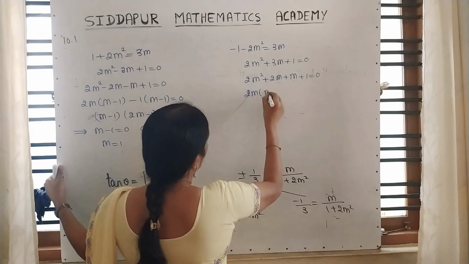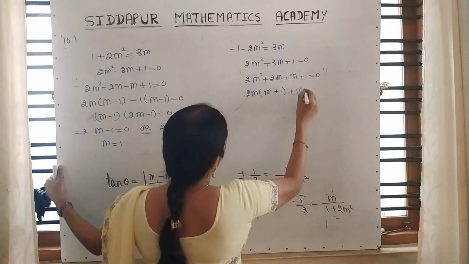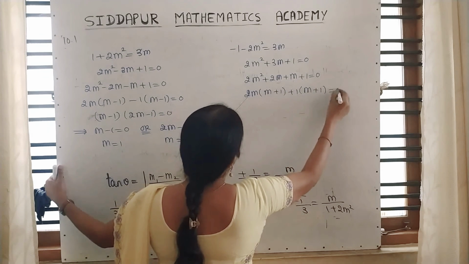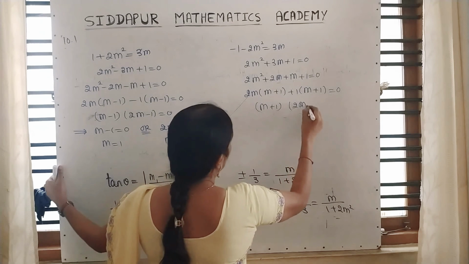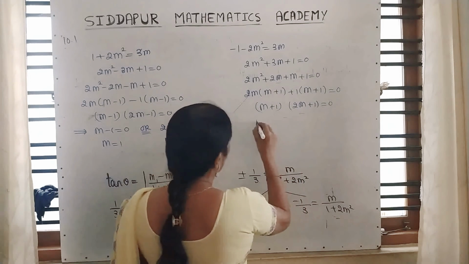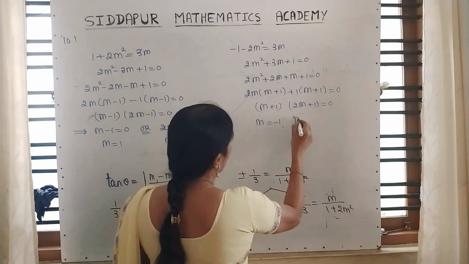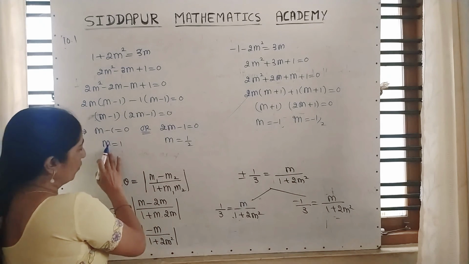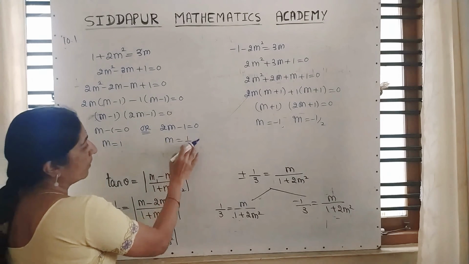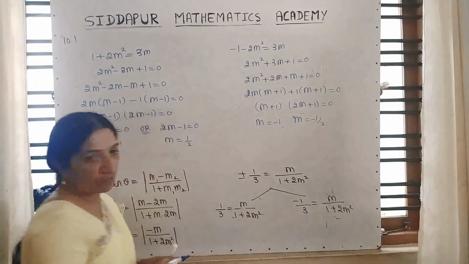Two m common, m plus 1 common: m plus 1 is equal to 0. Again m plus 1 common, then 2m plus 1 is equal to 0. So m is minus 1 or m is minus 1 by 2. Therefore the slopes are 1 or 1 by 2 and minus 1 or minus 1 by 2.